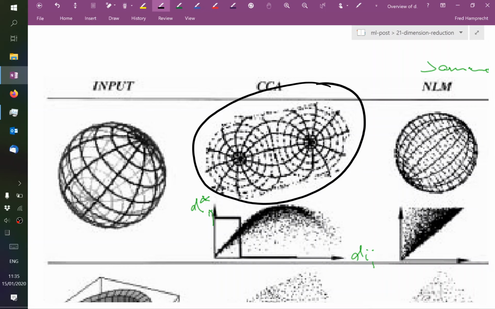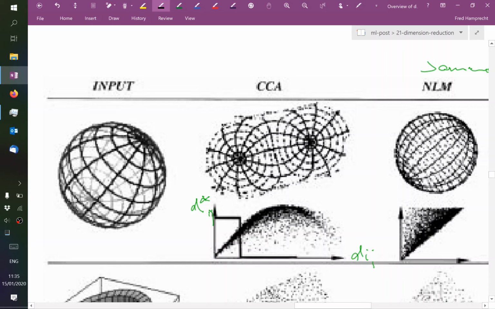But what does it mean? On the sphere, this point A and this point B are adjacent. But we have cut up this sphere, and we have here been willing to actually embed them at a very large distance.